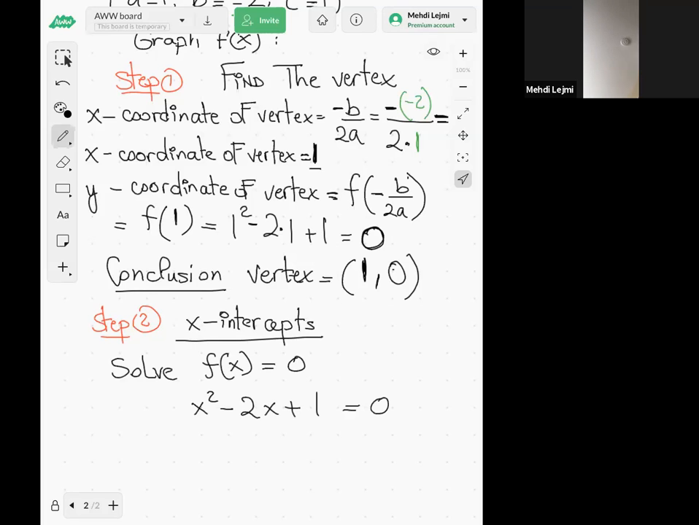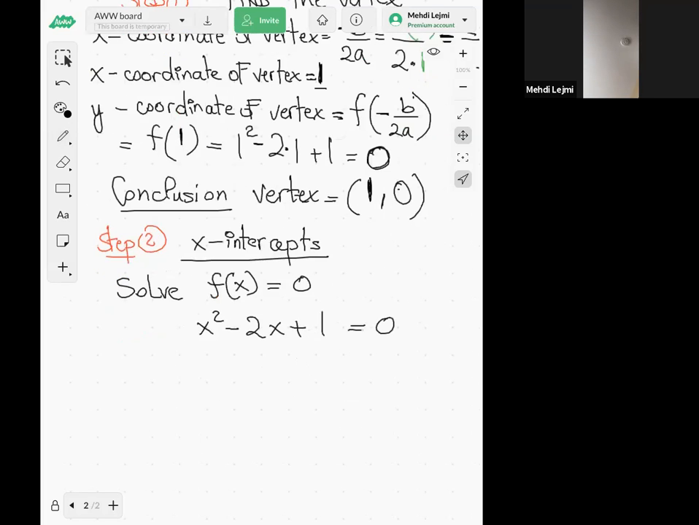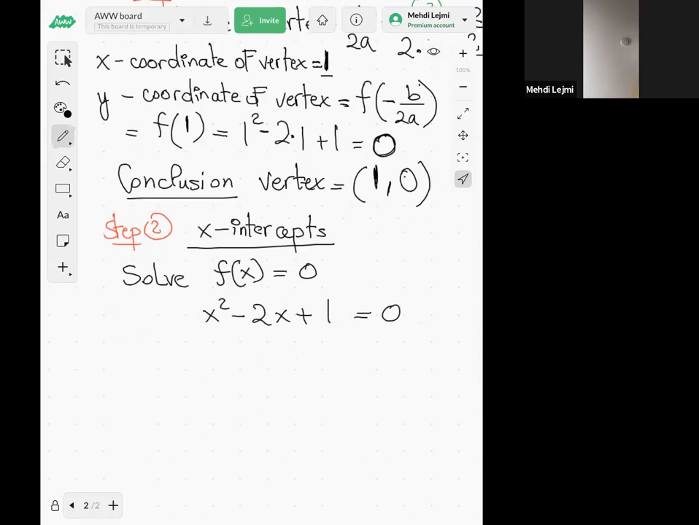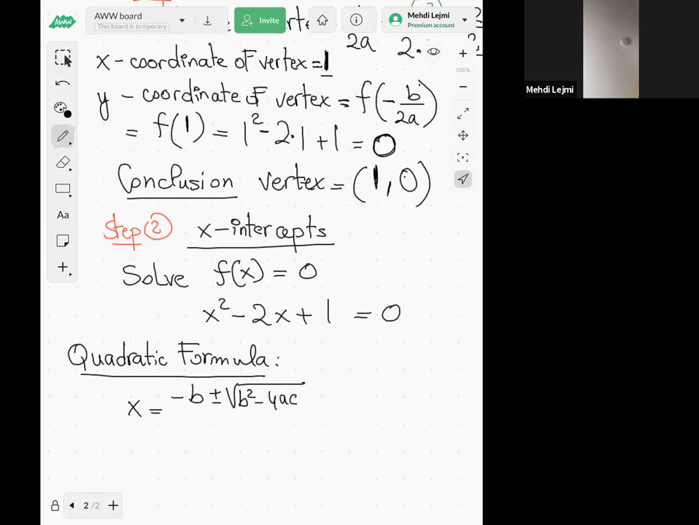All right, so you have the choice here. It's up to you guys. Either you can use the quadratic formula, or you can also try to factor. Let's just use the quadratic formula. Let me remind you of the quadratic formula: x equals minus b plus or minus the square root of b squared minus 4ac, over 2a.